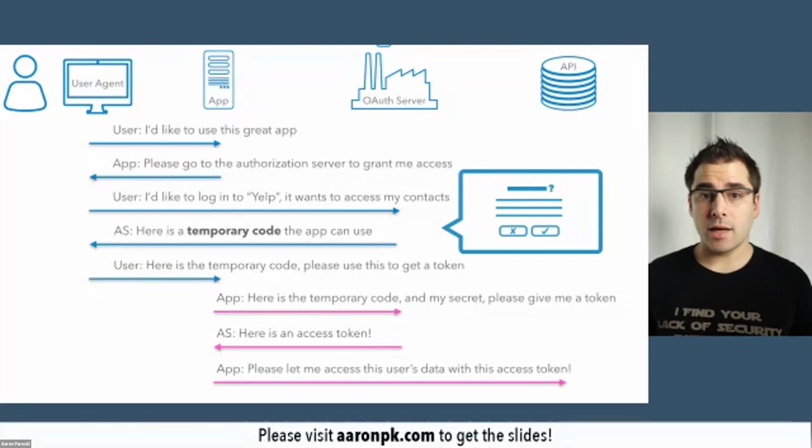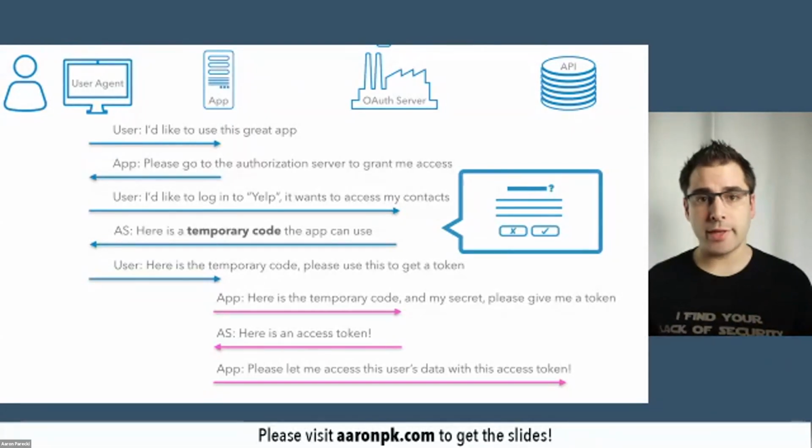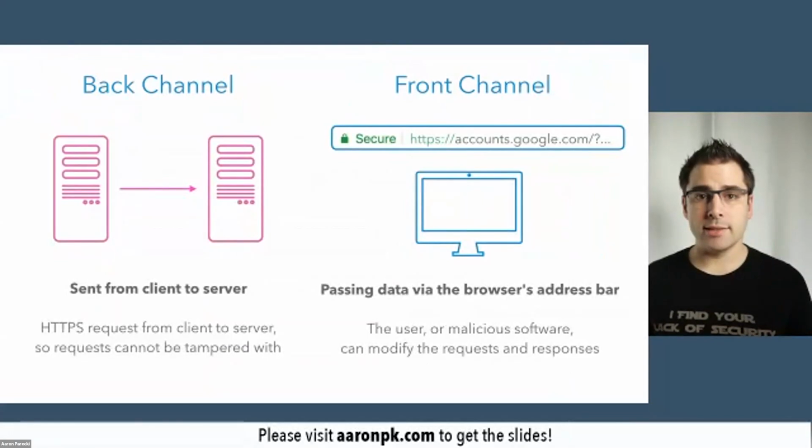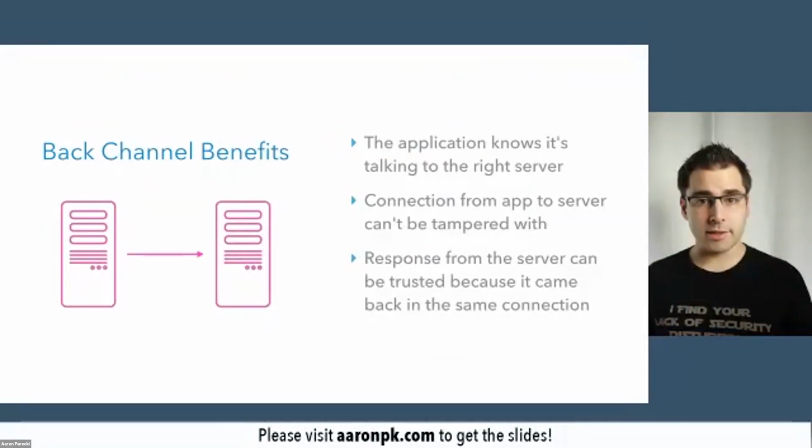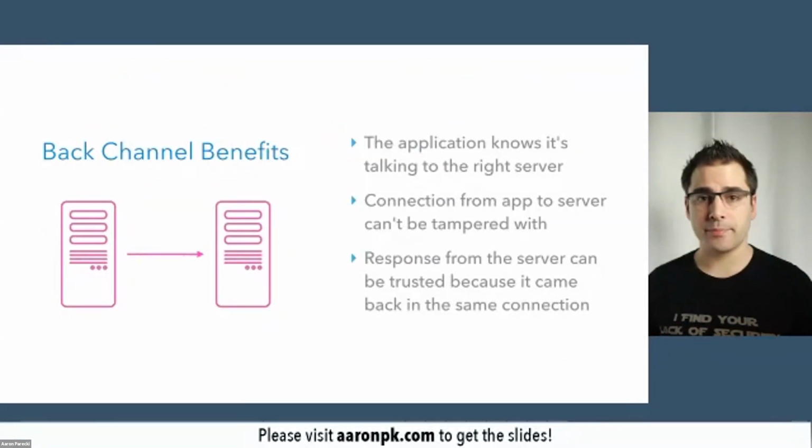So the blue lines on top are what we call front channel. And that's the idea where we're actually using the user's browser to move data between parties. The pink lines are the back channel, and that's the more normal one where we're sending data from a client to a server over HTTPS. There's a lot of benefits to the back channel that we often take for granted. Because it's over HTTPS, we can validate the certificate so the client knows it's talking to the right server. Once that connection is established, it's encrypted, so that data can't be tampered with in transit, and the response that comes back can be trusted immediately because it's part of that same connection that was established.